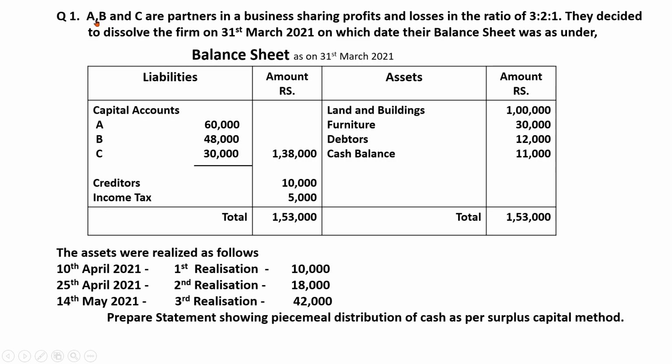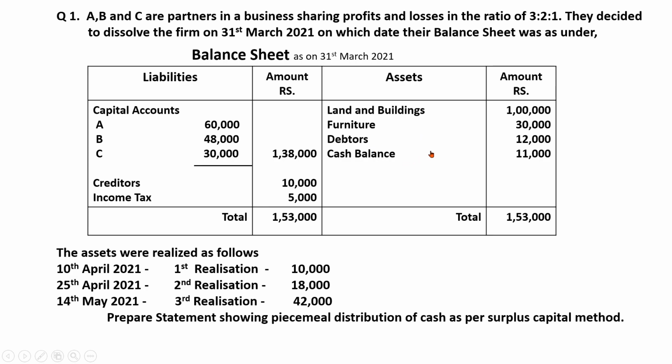Here the question says A, B and C were partners in a business sharing profits and losses in the ratio of 3 to 2 to 1. They decided to dissolve the firm on 31st March 2021, on which date their balance sheet was as under. Here we have the balance sheet as on 31st March 2021, where liabilities include capital accounts, creditors, and income tax, and assets include furniture, debtors, and cash balance.